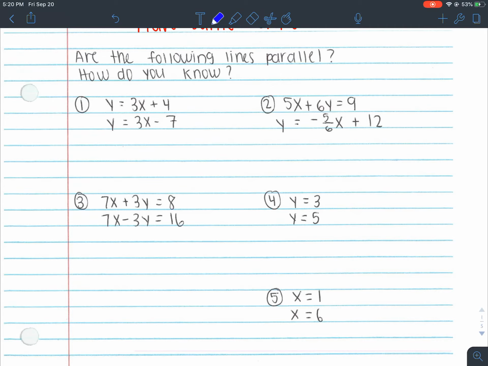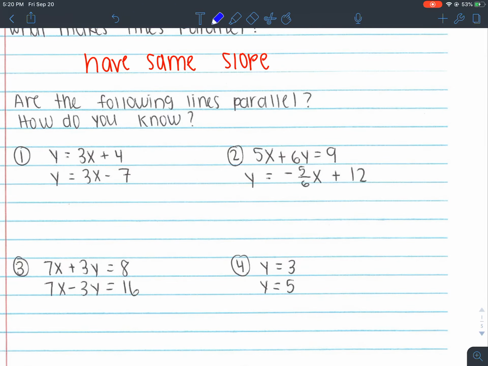So the easiest form for me to recognize my slope in is slope-intercept form, which is y equals mx plus b. So I want to use y equals mx plus b for all of my equations here. So every single line that I have, I'm going to get y by itself so that I can identify my slope. It's really easy for me to identify my slope if I'm in y equals mx plus b form.